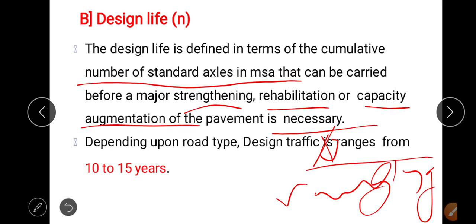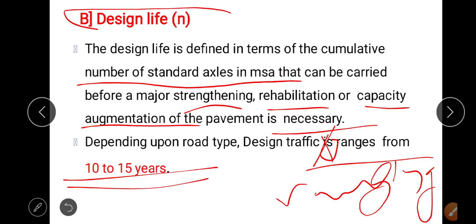Now from 10 to 15 years. So this is the design life. I have already told we have to forecast for 10 to 15 years. That means it is ranging.